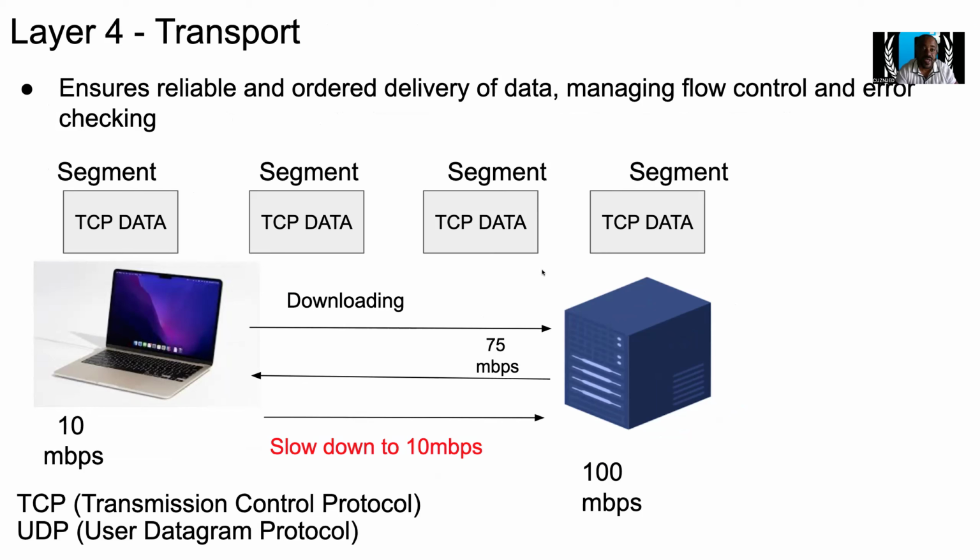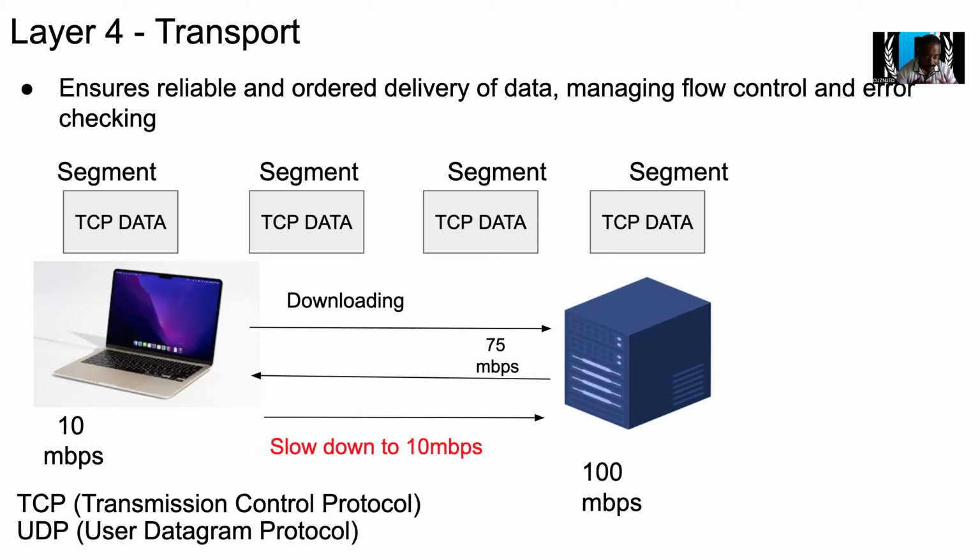Layer 4 is the transport layer. And the transport layer, I'm gonna hang around with the transport layer for a second. It ensures reliable and ordered delivery of data, managing flow control and error checking. So if you go to a website and you're downloading a lot of data, that data has to be broken down into segments. And those segments are put together once the far end computer has received all the information.